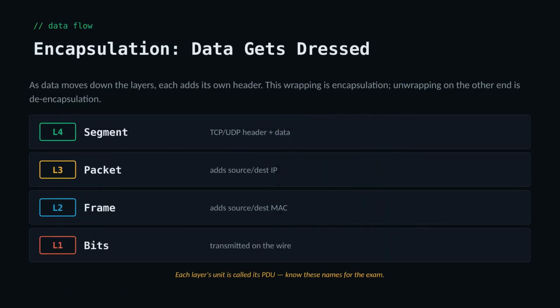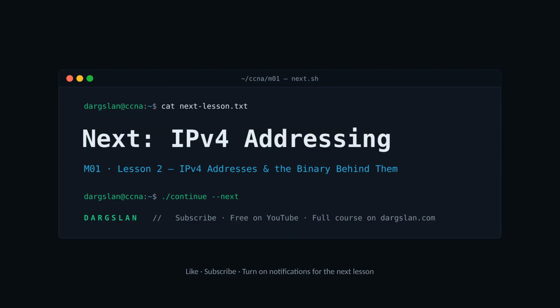So how does data actually travel through these layers? Each layer wraps what it received from above with its own header. That's encapsulation, and the receiving side simply unwraps in reverse. At Layer 4, you've got a segment with a TCP or UDP header. Layer 3 wraps that into a packet with source and destination IP. Layer 2 frames it with MAC addresses, and Layer 1 puts it on the wire as raw bits. These units are called PDUs, protocol data units, and memorizing which name belongs to which layer is a guaranteed exam win.